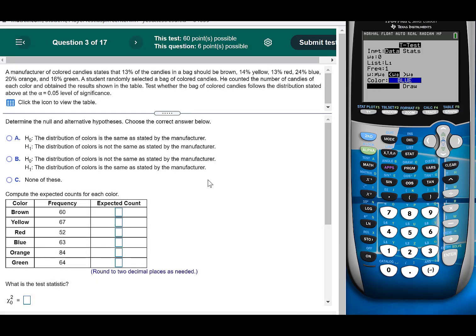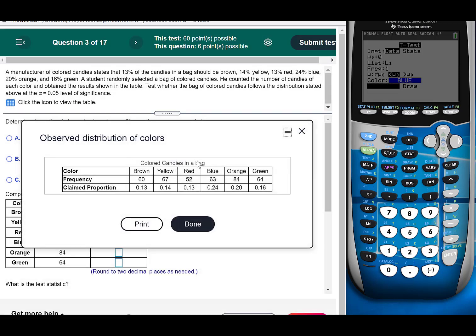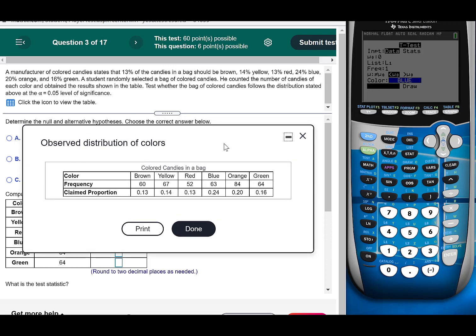Okay, a manufacturer of colored candy states that 13% of the candies in the bag should be brown, 14% yellow, 13% red, 24% blue, 20% orange, and 16% green. This is a question from section 12.1. A student randomly selected a bag of colored candy. He counted the number of candies of each color, and we have them right here. 60, 67 yellow, 52 red, 63 blue, 84, 64.